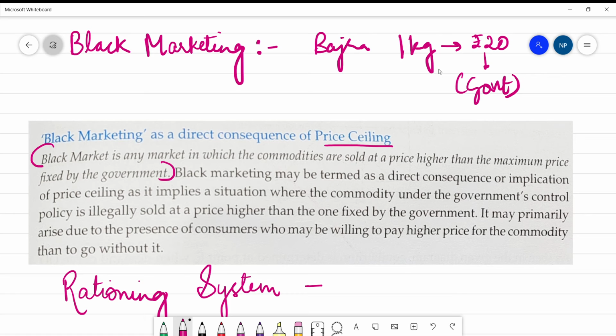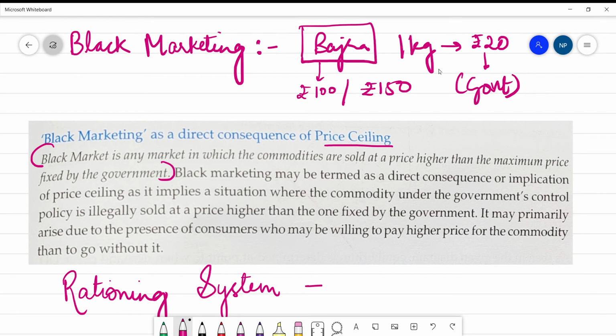So in this particular case, what will happen? When there will be shortage in supply, people will try to get that particular product more and more from anywhere possible they can find. So in black marketing, what happens? This rupees 20 can go to rupees 100, or it increases to rupees 150, but people buy it because this is one of the essential commodities that they need.